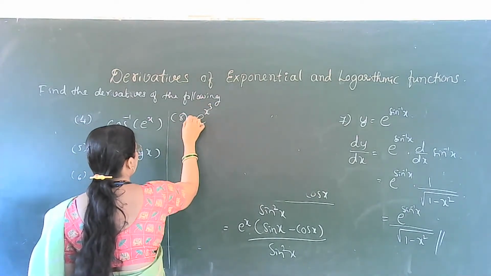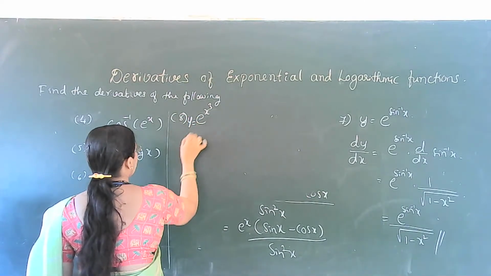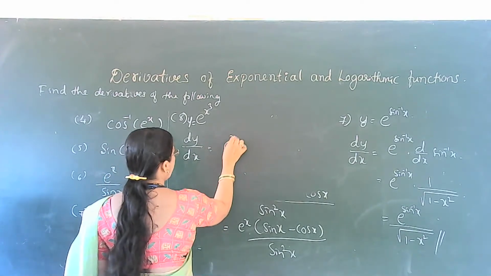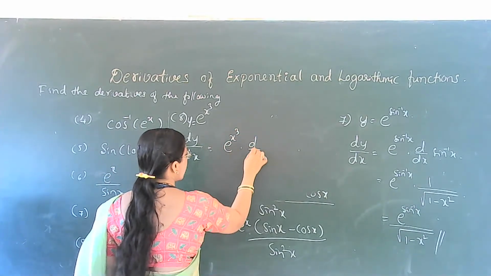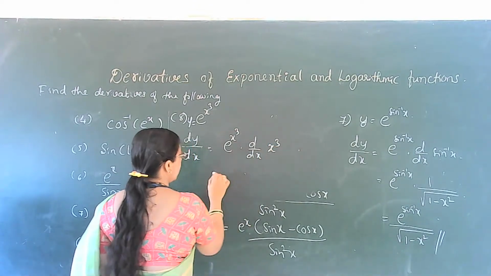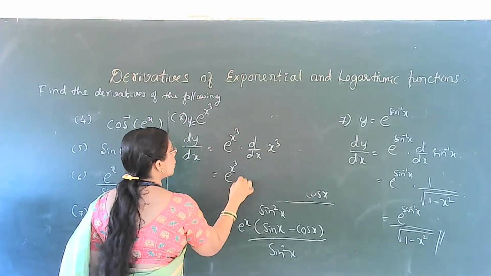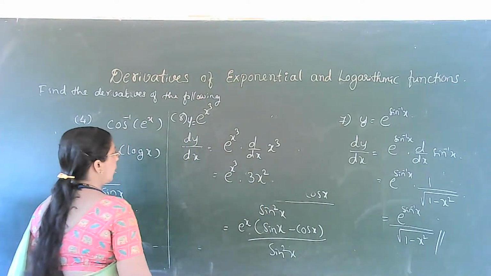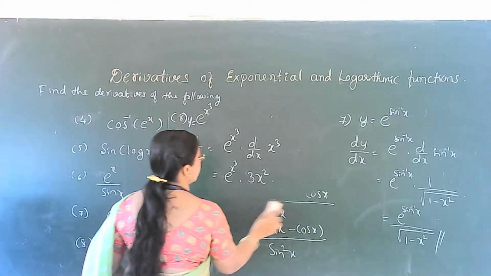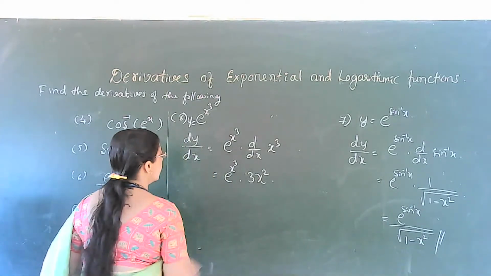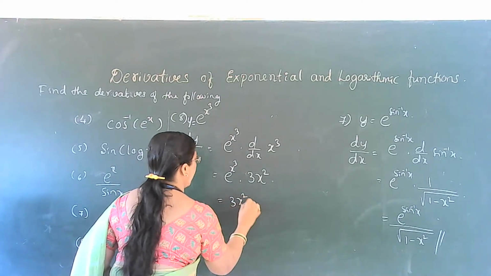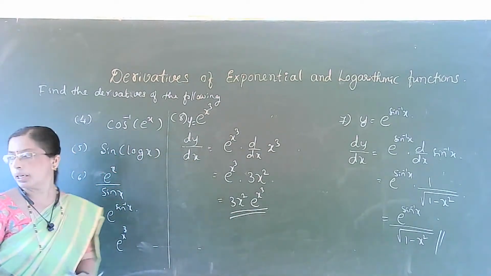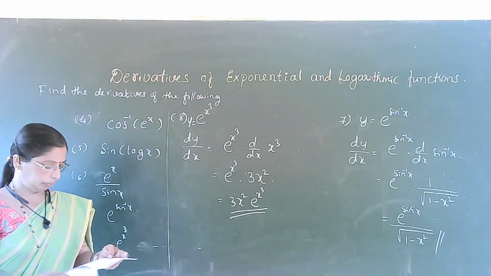Last one is e to the power x cube. dy by dx is equal to e to the power x cube and d by dx of x cube. Here, equal to e to the power x cube into 3x square. The derivative of x cube is 3x square. Therefore, 3x square into e to the power x cube is the derivative of the function.